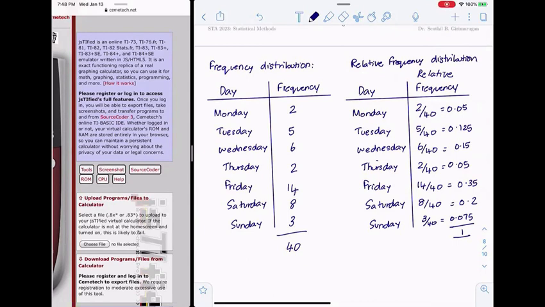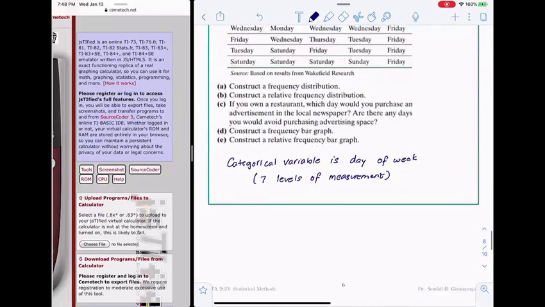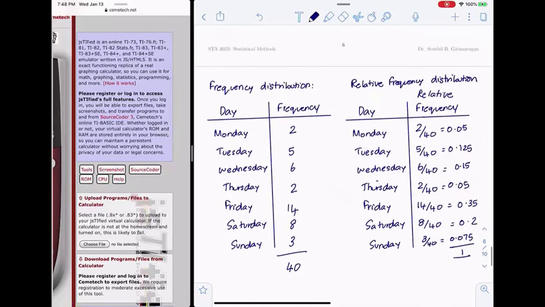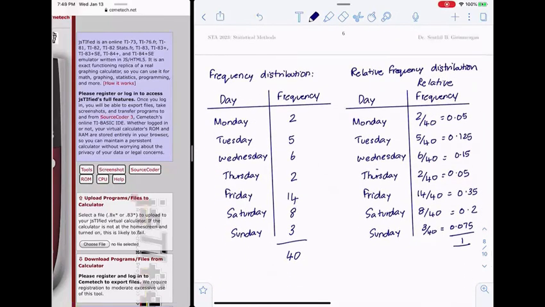So the next question wants to know, if you own a restaurant, which day would you purchase an advertisement in the local newspaper? Are there any days you would avoid purchasing advertising space? So you look at this table, the most frequent day when people like to go for takeout is on a Friday. So Friday, the 35% of people who get takeout go for a Friday.